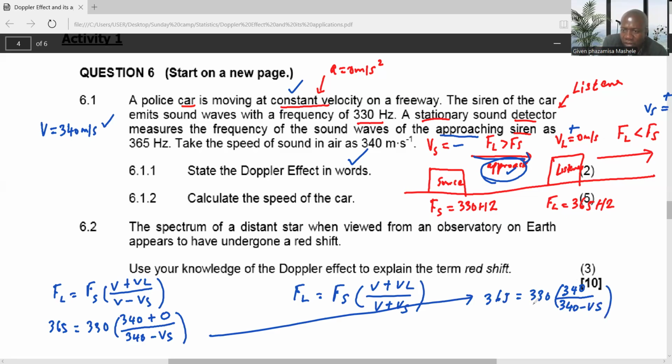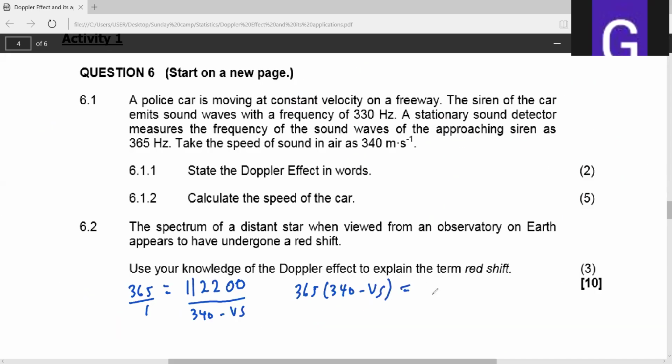Since this is a fraction, we can make the left side 365 over 1. Then let's multiply: 330 multiplied by 340 gives us 112200. Then we multiply the denominator, 1 multiplied by (340 minus Vs), which becomes 340 minus Vs. We cross multiply.